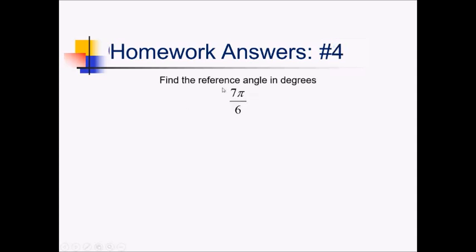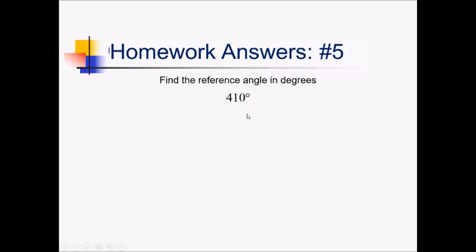On this one, I want the reference angle for this angle that's in radians, but I want the reference angle in degrees. So let me convert this to degrees first. That makes it a little easier to deal with. Multiplying by 180 over pi, 180 divided by 6 is 30, and 30 times 7 gives me 210 degrees. So now I need to figure out the distance between this and the closest x-axis angle. That would be 180. To get that distance, I have 210 minus 180, which gives me 30 degrees.